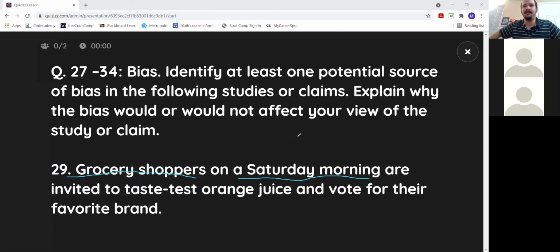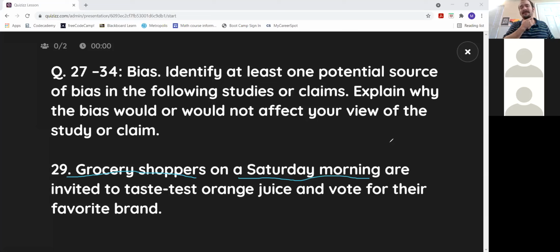Do you think that, like, if they did this test on a Saturday morning, would those people's orange juice preference be different than maybe people that shopped later in the day? Yes. It might be, yeah. I would say it might be, but in general they're probably pretty safe. Like they probably have the same preference for orange juice. But these are also early risers, so they might be more of the orange juice enthusiast sort of people, maybe. They like breakfast or something. That sounds like more of a personal question, if I'm being honest. Does it affect your view of the study or claim?